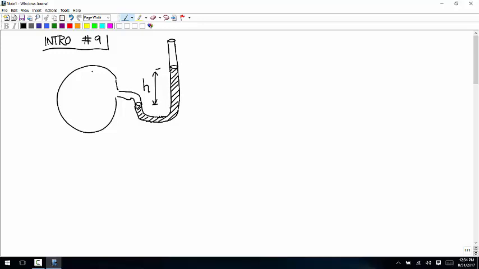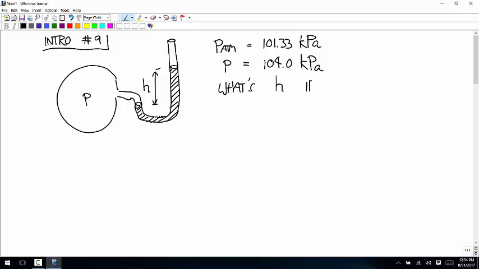And the atmospheric pressure is 101.33 kilopascals. And the pressure that we're measuring is 104.0 kilopascals. The liquid is mercury, and we want to know what's H. If the liquid is mercury.